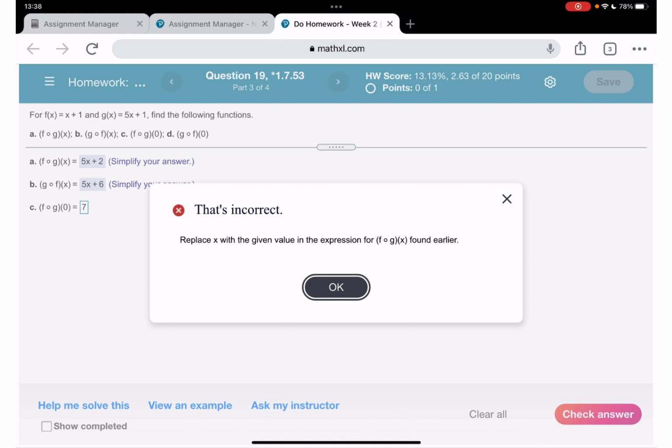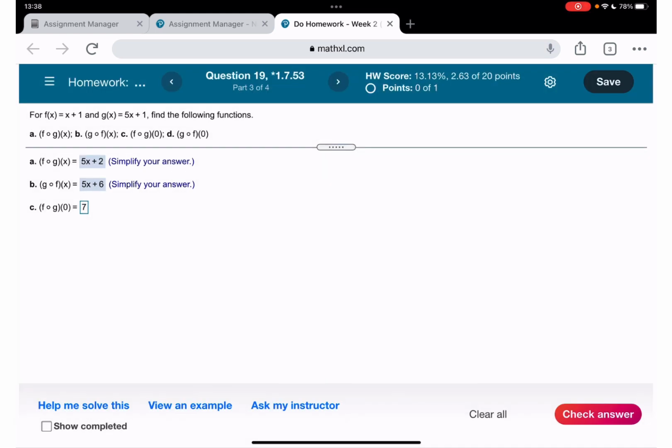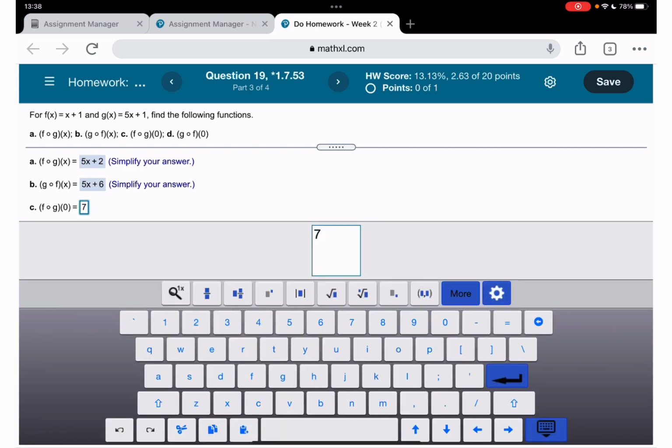Huh? Again? 5 times f of g, we have 0. Okay, my bad. I plugged in 1 for some reason. So f composition with g is 5x plus 2, which means 5 times 0 is 0, so it's going to be 2. I was plugging in 1 instead of 0. Okay, it's going to be 2.